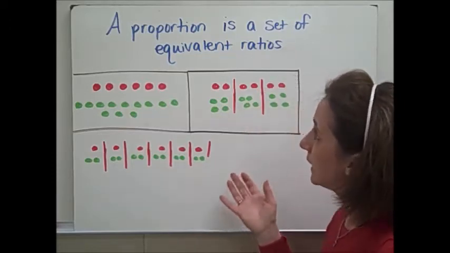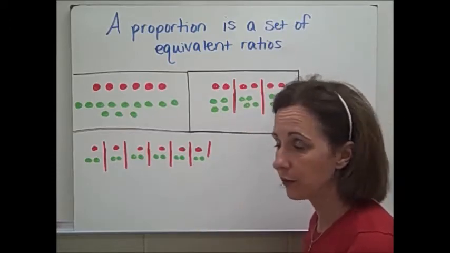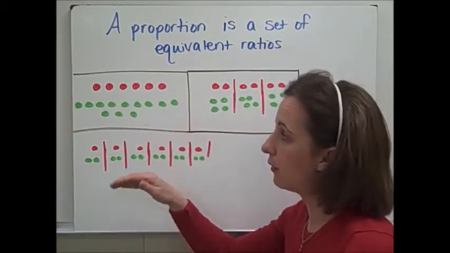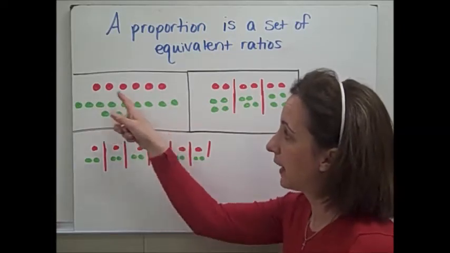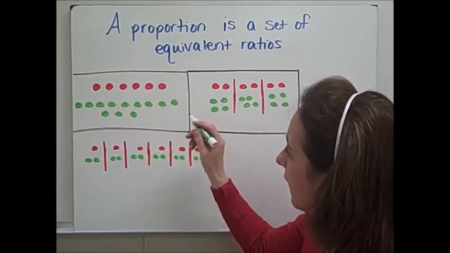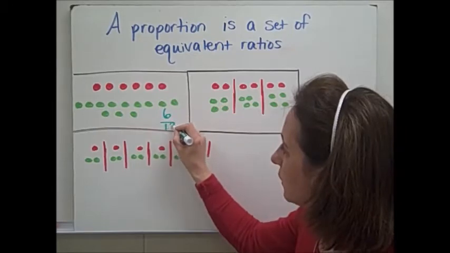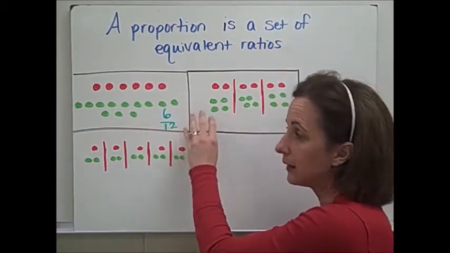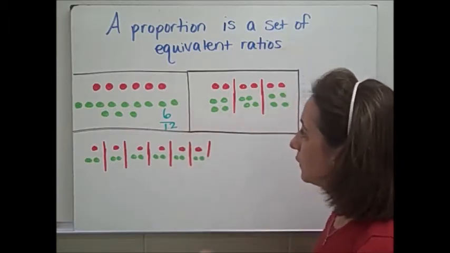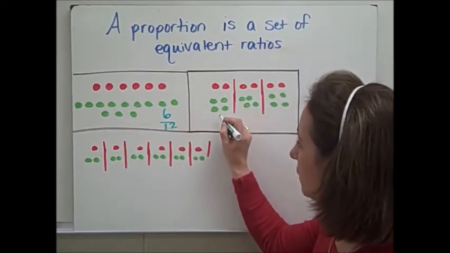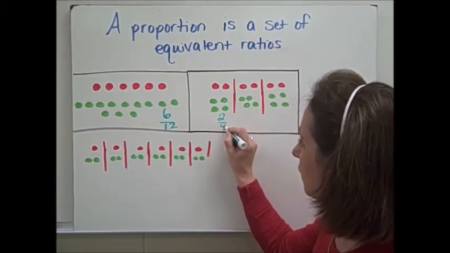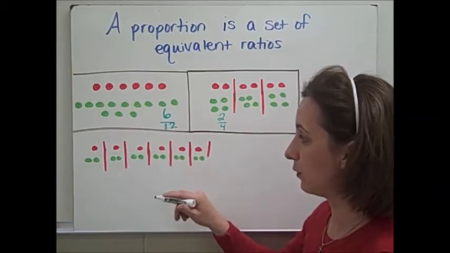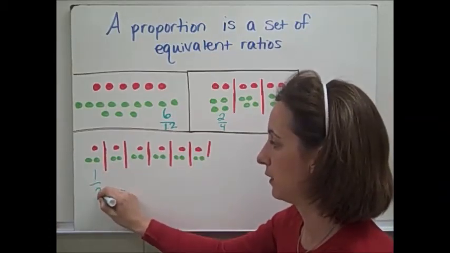And a proportion is a set of equivalent ratios. We're going to start by just simply writing the ratio of red to green. And if I counted the red and I counted the green, then I would have a ratio of 6 to 12. Now I've divided these into 3 equal groups. And so the ratio in each group is 2 to 4. And finally, I've divided them into 6 equal groups, and I have a ratio of 1 to 2.